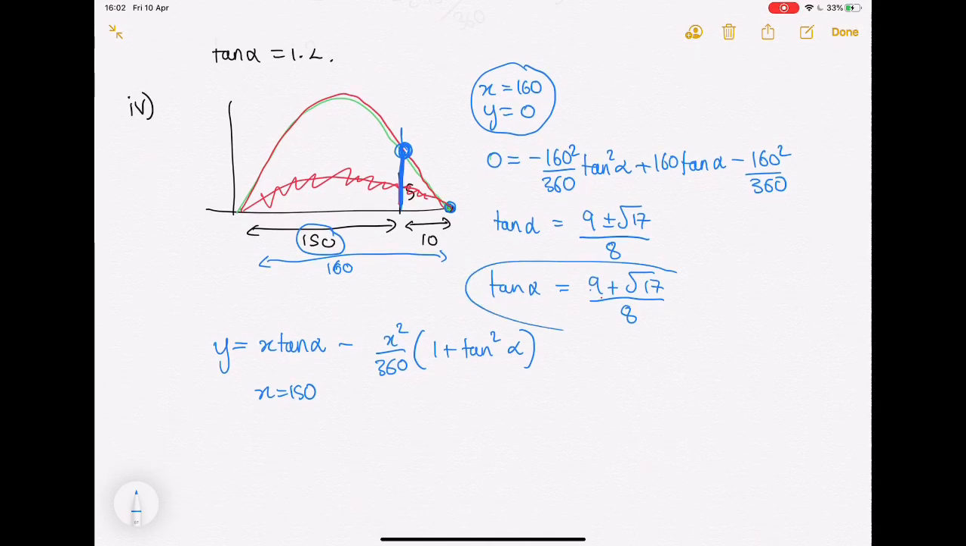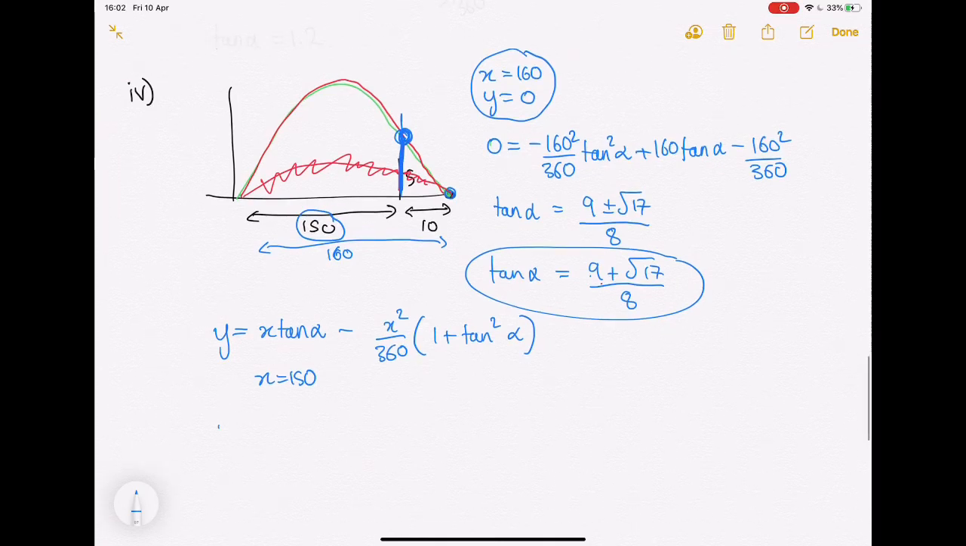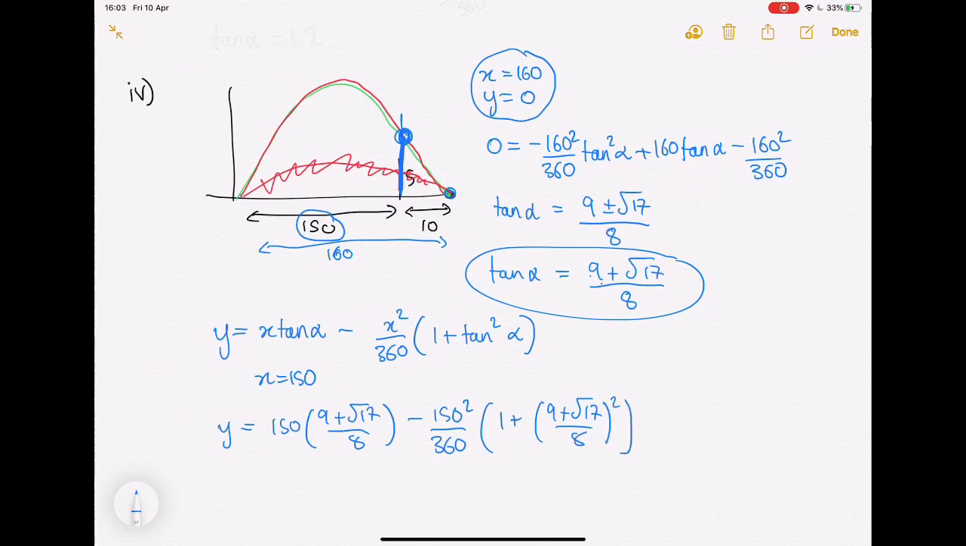But we know that tan alpha is equal to 9 plus root 17 over 8. So we know that y equals 150 lots of 9 plus root 17 over 8 minus 150 squared over 360, 1 plus 9 plus root 17 over 8 all squared. And just typing that into our calculator, you get y is approximately 15.38 metres.